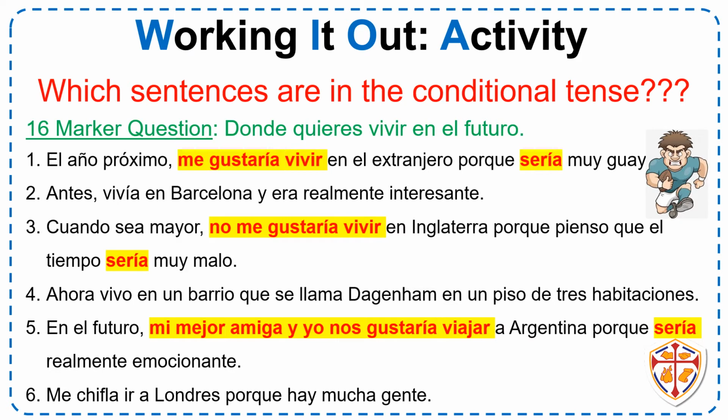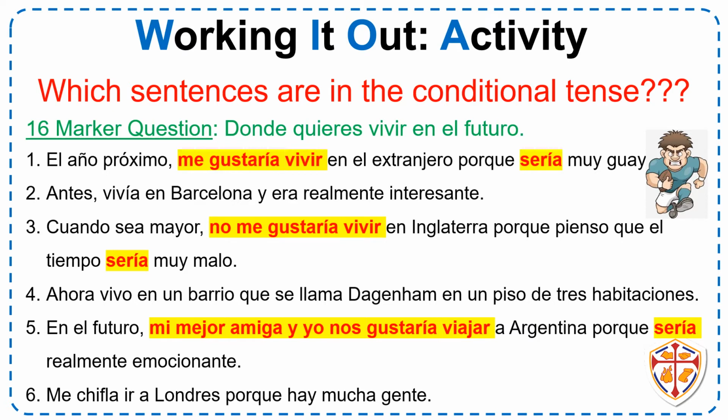Okay, I hope that you were able to identify the sentences that are written in the conditional tense. Those sentences are number 1, number 3, and number 5. And hopefully you will have noticed that the sentences are written in the 3 different forms that we have learned in the previous video with the big idea.